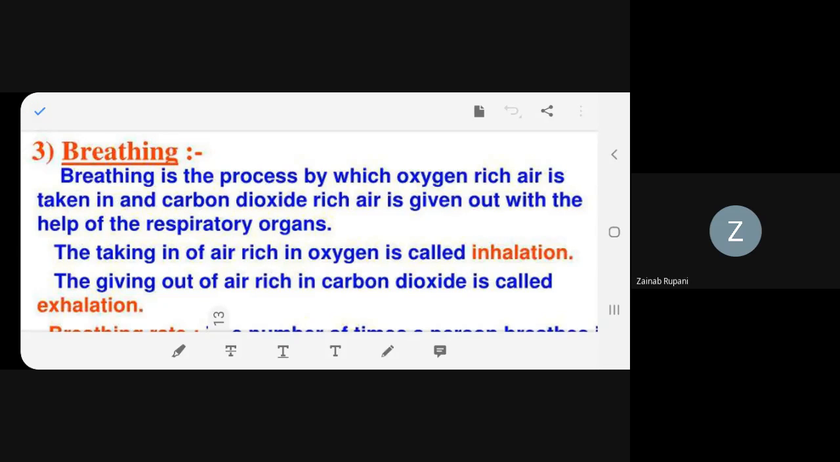Breathing is the process by which oxygen rich air is taken in and carbon dioxide rich air is given out with the help of the respiratory organs. Okay, now I will stop you, beta. What are respiratory organs? What are the respiratory organs? Can you tell me?